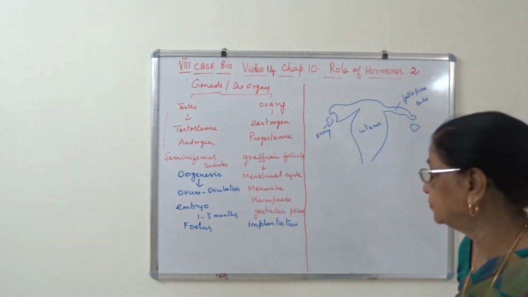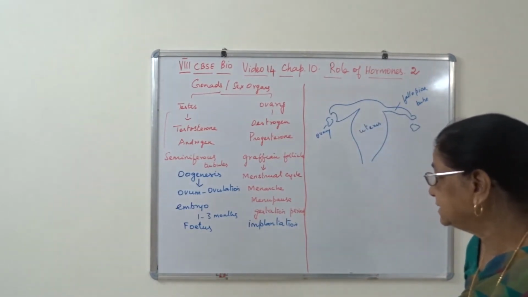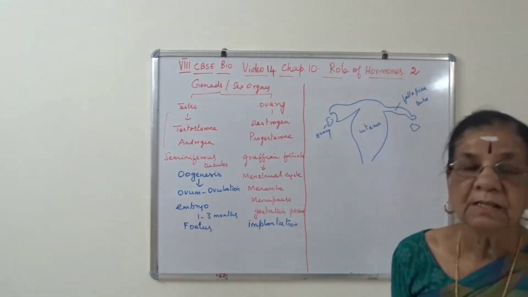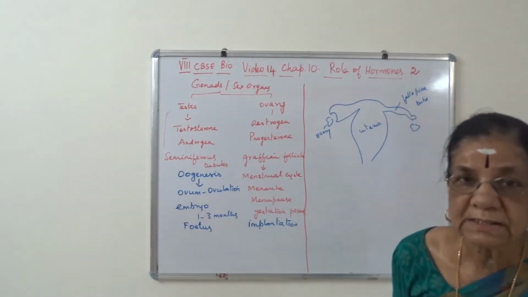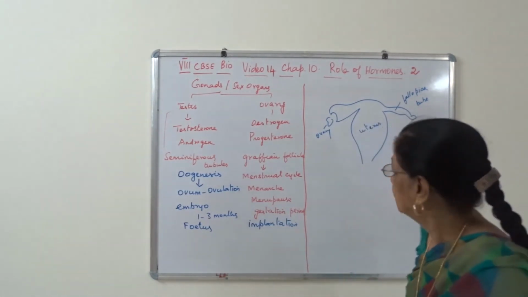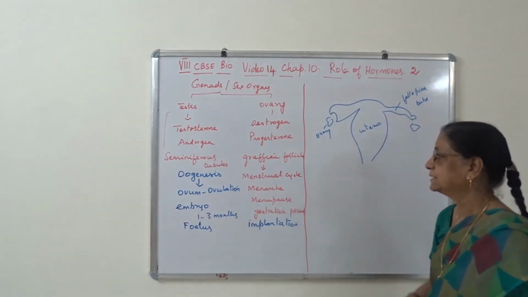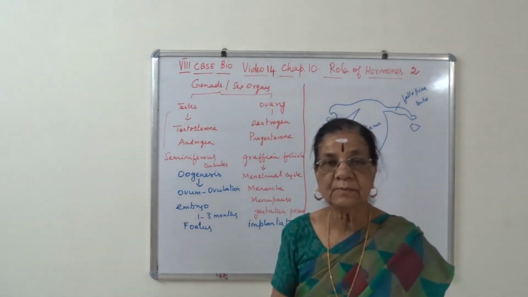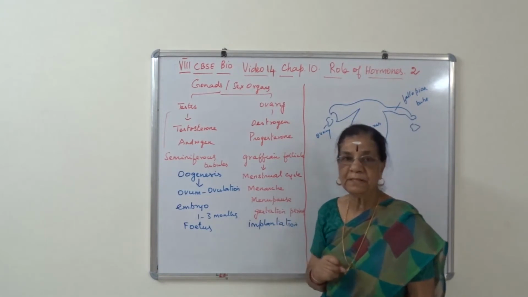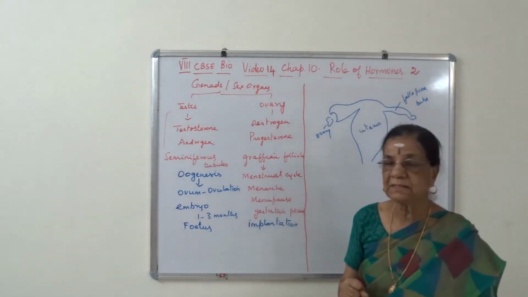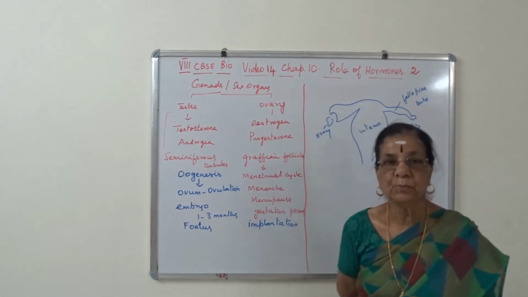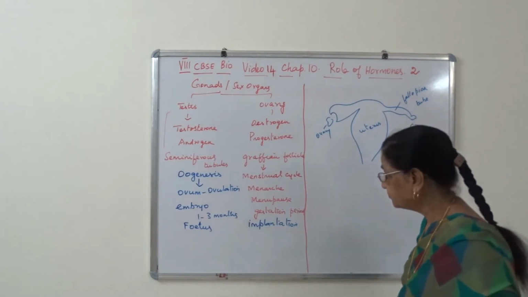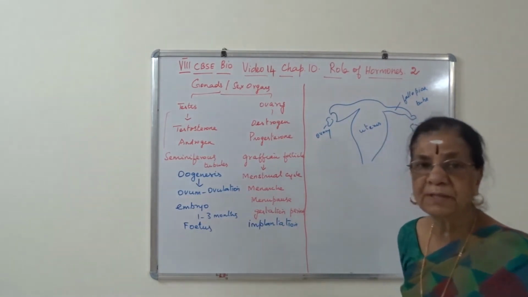Now, if this fertilized egg is not implanted, if it is not grown, then that is sent out as menstrual blood along with the uterine wall. That is called menstrual cycle. So the beginning or start of the menstrual cycle is called menarche, and the stop of the menstrual cycle is known as menopause. I hope I am clear. So this is for female reproductive system.